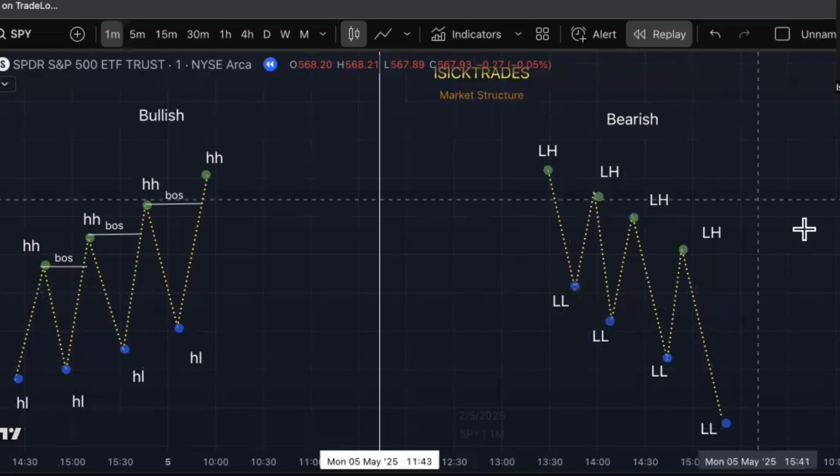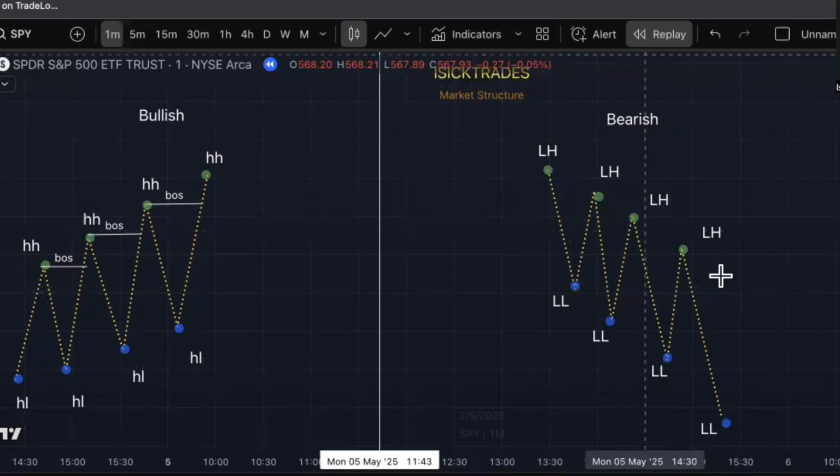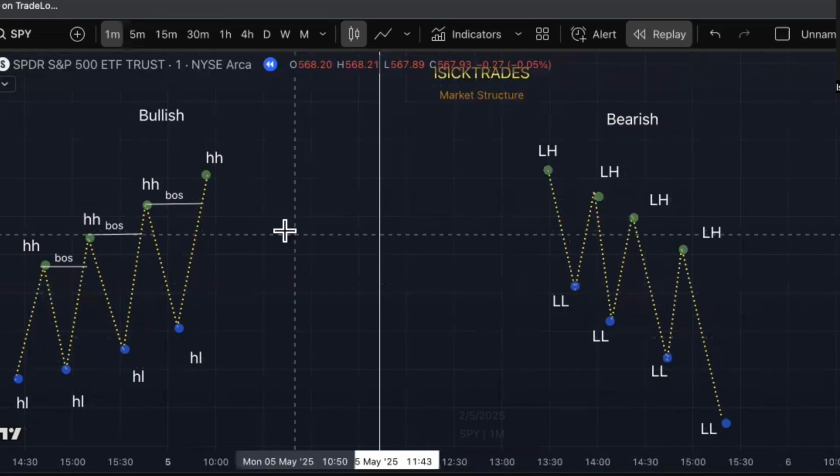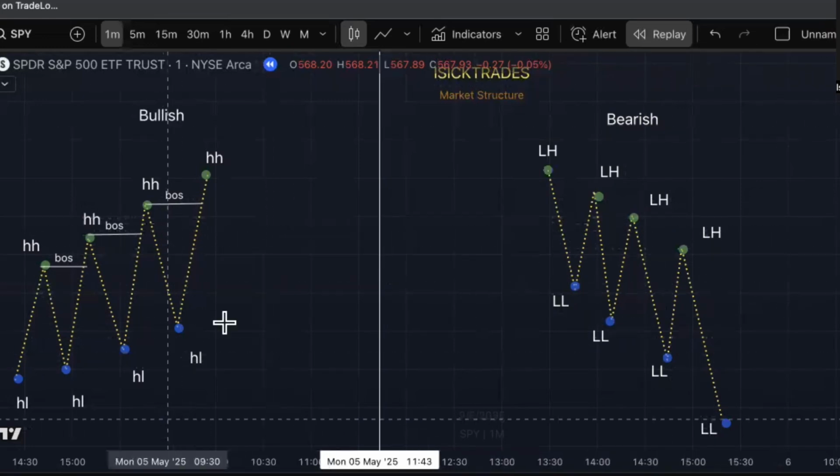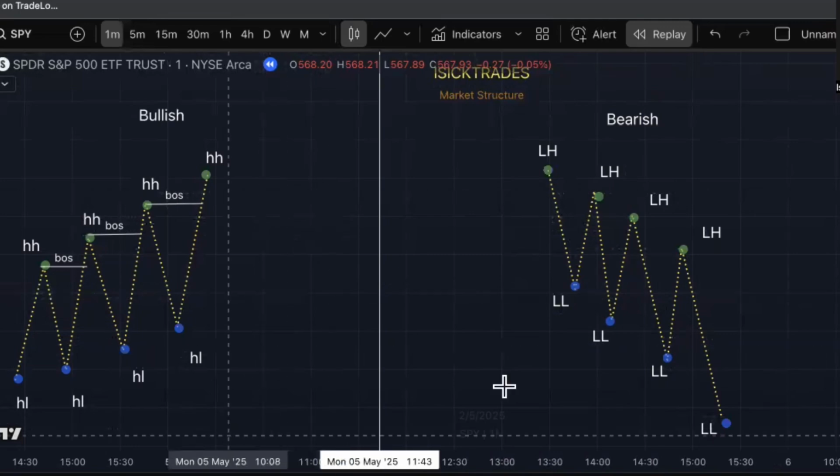In a bearish market structure, you're going to be moving down. You're going to have lower highs and lower lows. And in a bullish market structure, you're going to be moving up. You're going to have higher lows and higher highs.